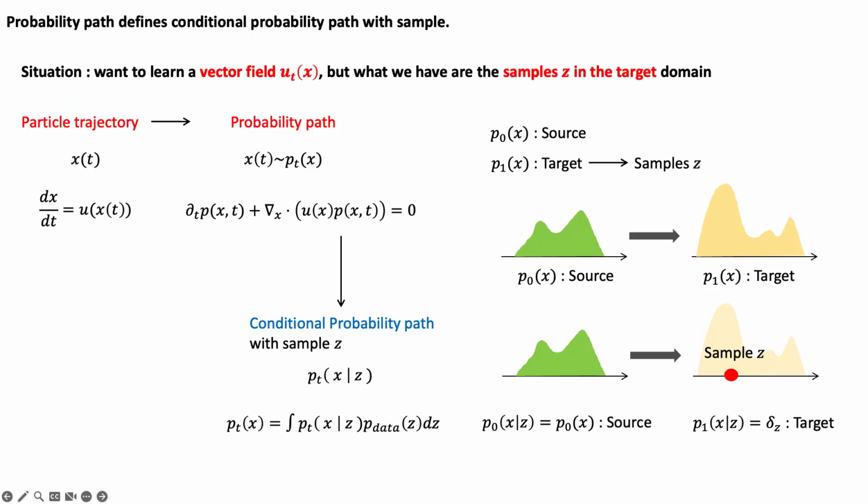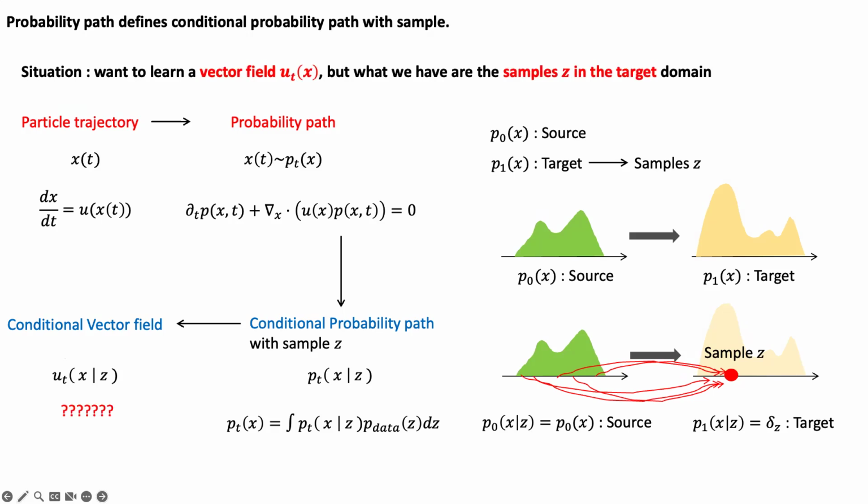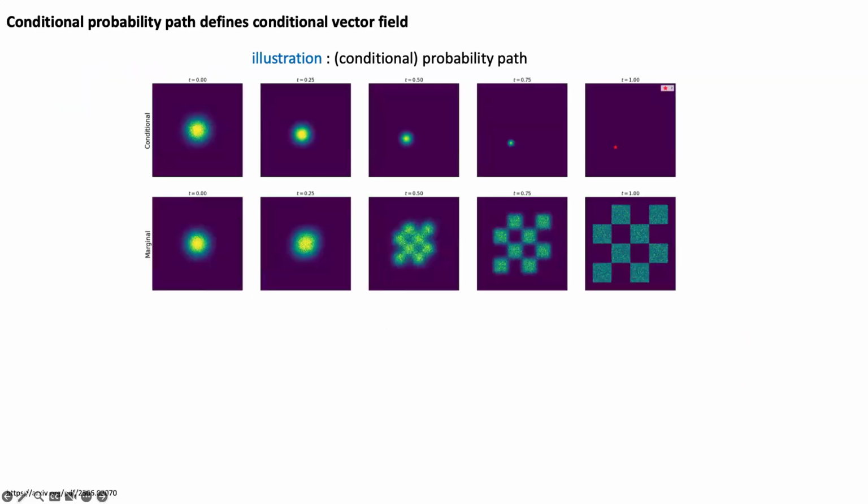Having this conditional probability path, you can now go back to the conditional vector fields like this. But what is this actually? We have to explain it. Before that, let me illustrate it using pictures. Here, this is the original probability path. You start with this mess and you end up with these complicated tiles. But for the conditional probability path, you start with the same mess, but you end up with one point, which is a sample.